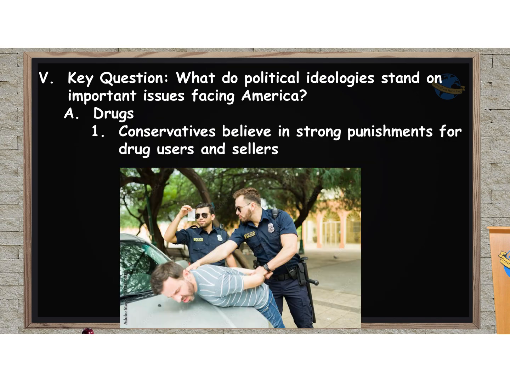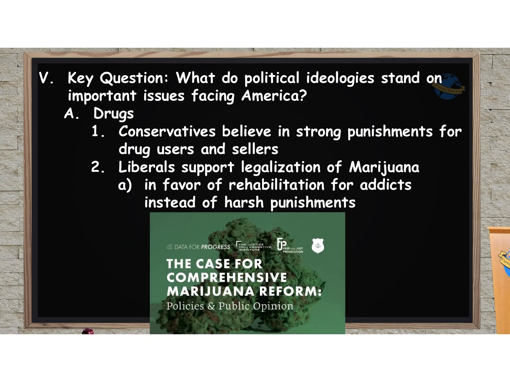Conservatives believe in strong punishments for both drug users and drug sellers. The idea is that if the punishment is strong enough, people will choose not to buy drugs or sell those drugs. Liberals support legalization of drugs like marijuana and are in favor of rehabilitation for addicts instead of harsh punishments. Again, the idea here for liberals would be that if someone's taking drugs, well, you shouldn't throw them in prison as a punishment. Instead, you get them the help they need to get off their addiction so they can be productive members of society again.